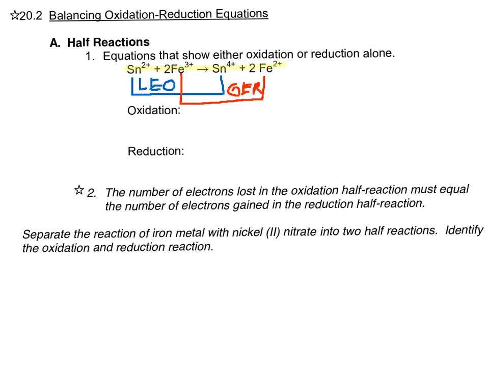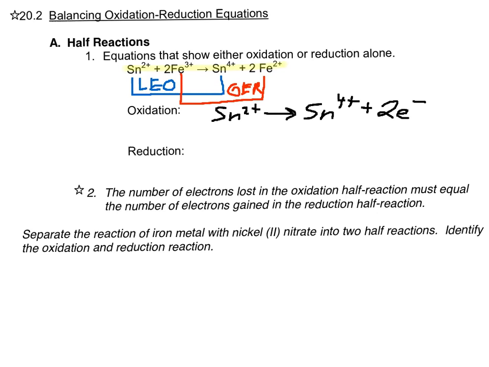So I can take these two things and split them up into half reactions, an oxidation half reaction and a reduction half reaction. I'm going to start with the oxidation half reaction, where I have tin 2 becoming tin 4. Now this is not the only part of the oxidation half reaction, though. You also have to show the electrons that it lost. It went from tin 2 to tin 4. That means it's lost 2 electrons. So I show those 2 electrons that have become separated from the tin ion.